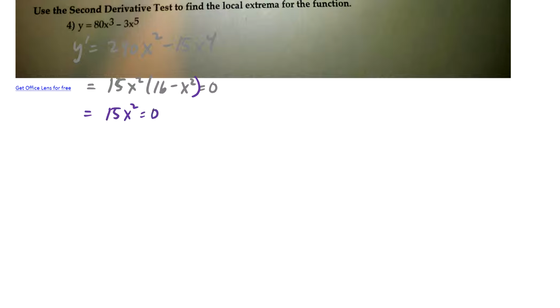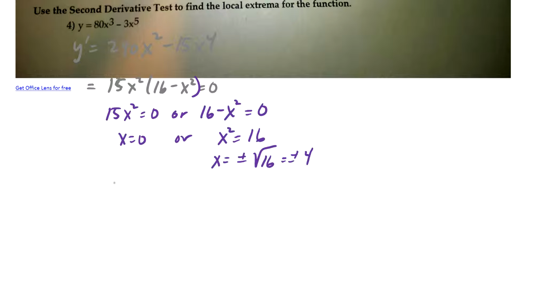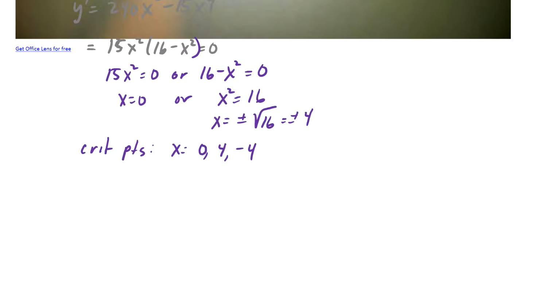15x squared equals 0, or 16 minus x squared equals 0. So this means x equals 0 or x squared equals 16. Now remember, you've got x squared equals 16. Take the square root of both sides. That means x could be plus or minus the square root of 16, which is plus or minus 4. So my critical points or critical values are x equals 0, 4, or negative 4, right?